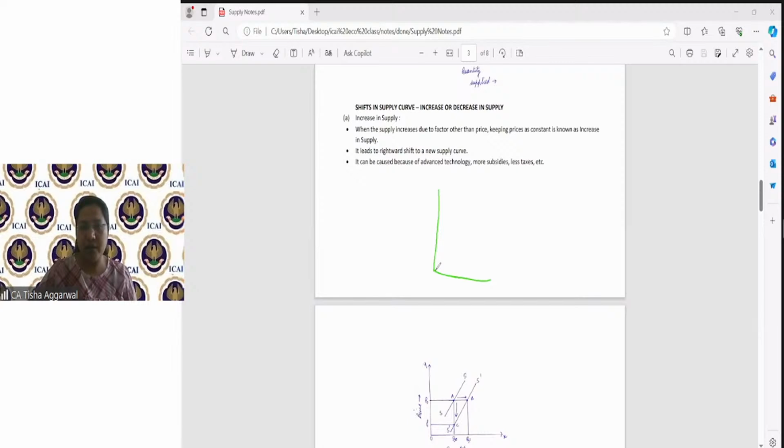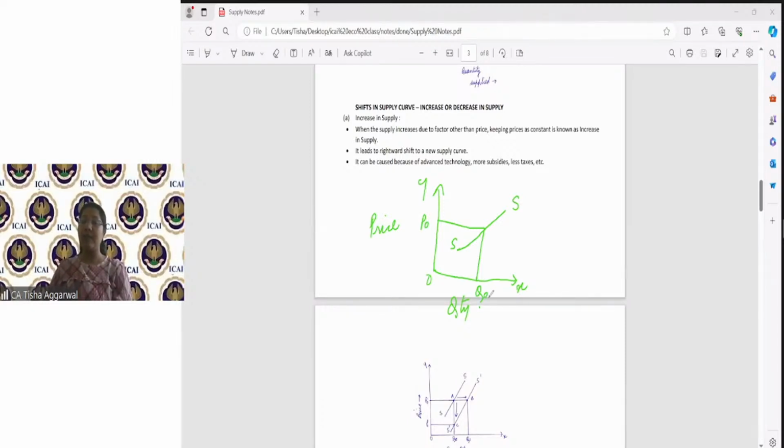Okay. Here is the diagram. X, origin, Y. This is the price. This is the quantity. Okay. And this was your original supply curve. This I'll take as P0. This I'll take as Q0.